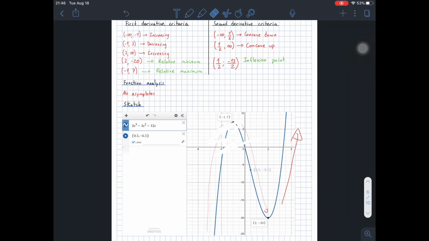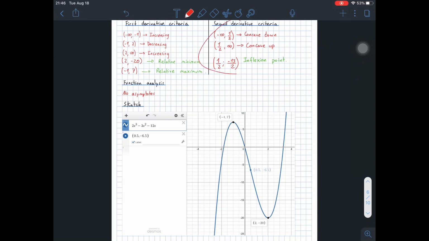So this is correct. Then, if we analyze the points, we found that (2, -20) is a relative minimum. That's exactly a point we get in the sketch. And (-1, 7) is a relative maximum, which is exactly the point we have over here. Okay, there are no asymptotes, so you don't see any asymptotes in the graph.